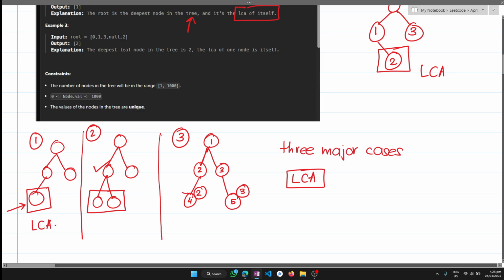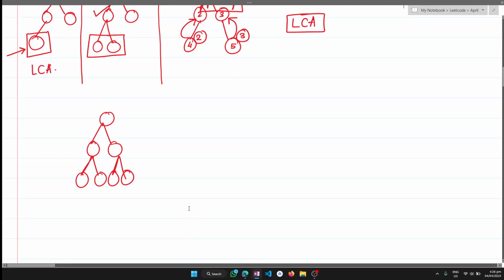Then basically I travel upwards to 2 and 3. And then I see who is the parent of 2 and who is the parent of 3. At this point, I get my answer. As soon as I get the same parent, that is my LCA. And you know what? This could be very different as well. For example, just think of this particular scenario. Let's say you have 3 nodes, or maybe more than 3 nodes.